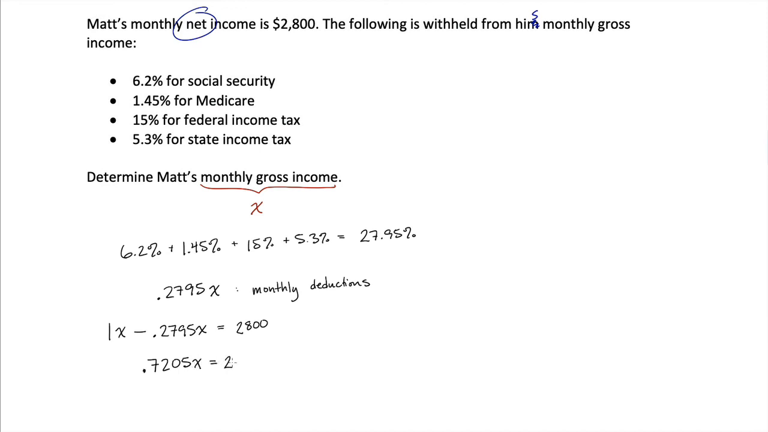Okay, and that's X. And that's equal to the 2,800. And now to solve for X, I'm going to divide both sides by this number. Divide both sides by 0.7205. And that's going to cancel it out over here.